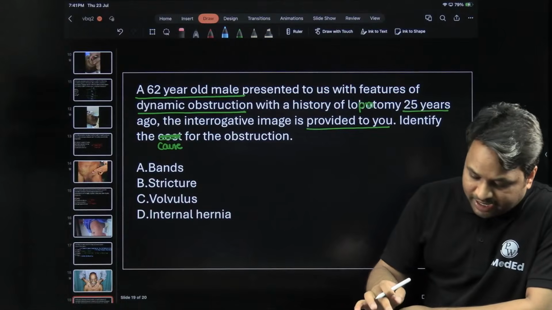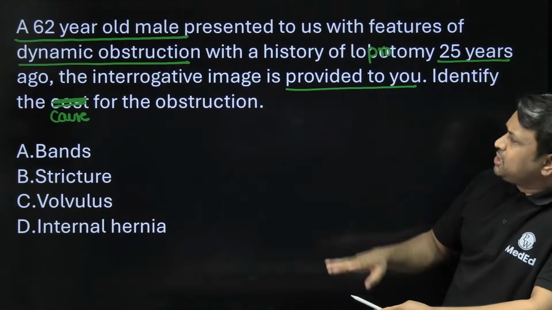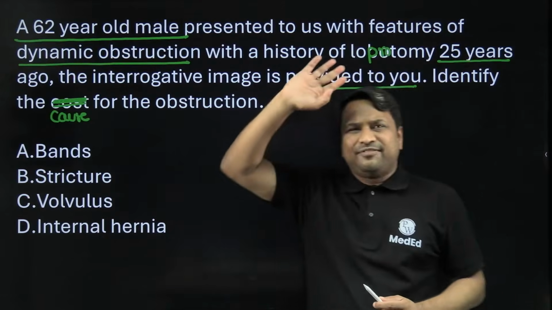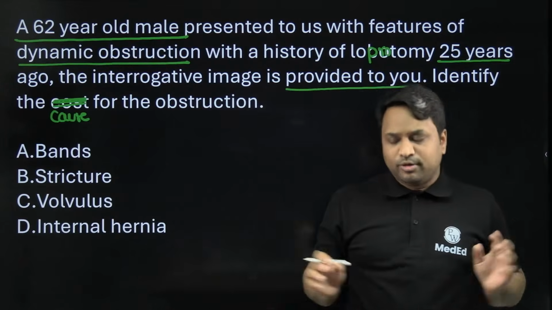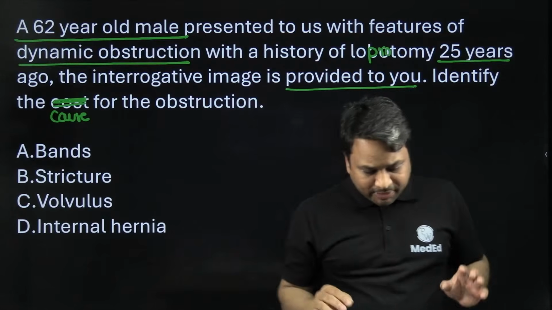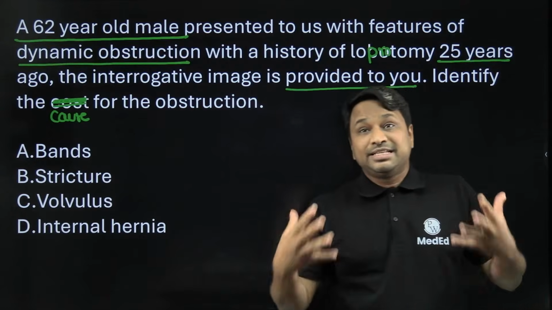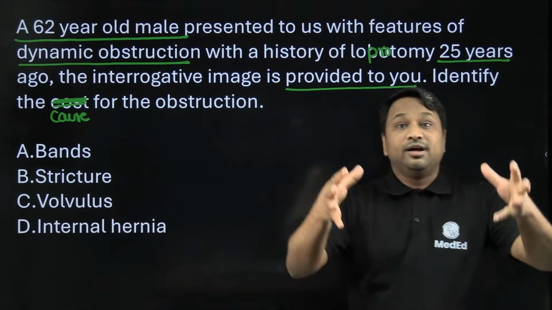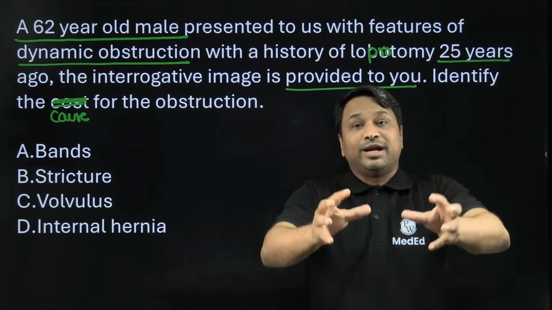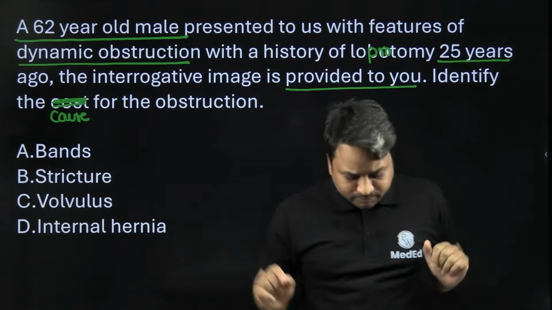Okay? So I have a 62-year-old male who has undergone laparotomy 25 years ago for some reason. Now the patient has presented to you with dynamic bowel obstruction. I'm going to show you the intraoperative video and you have to tell me what is the reason for obstruction. Is it because of bands, stricture, volvulus or internal hernia? Based upon the video, you have to identify what you see inside the video. Are you ready?